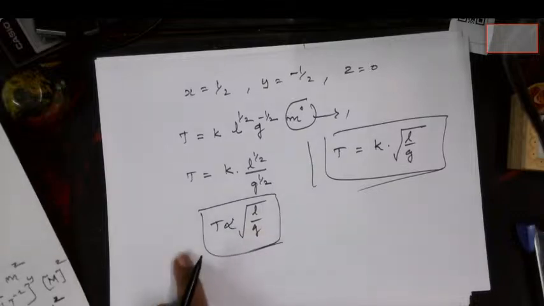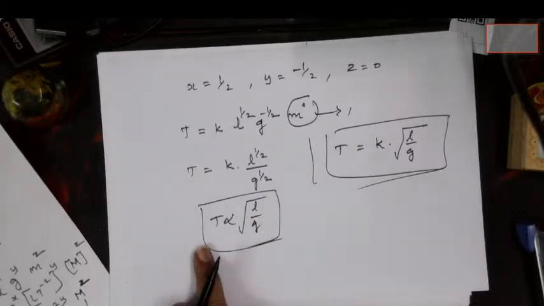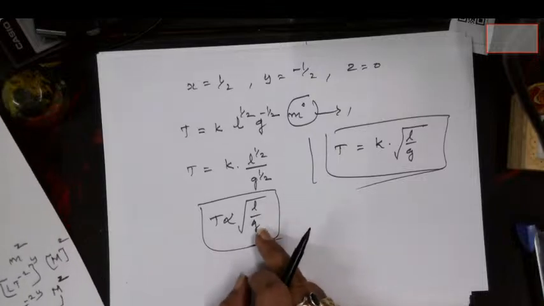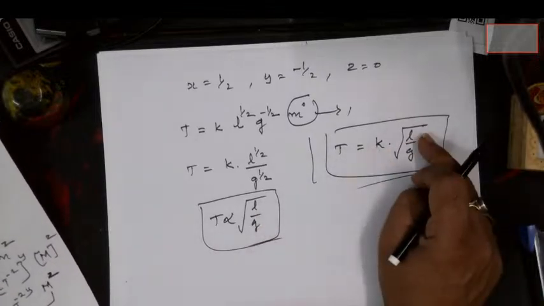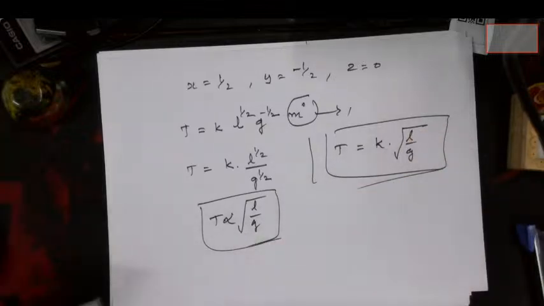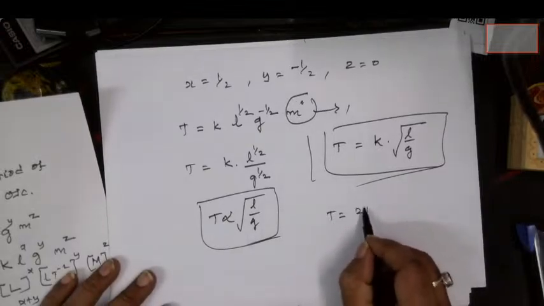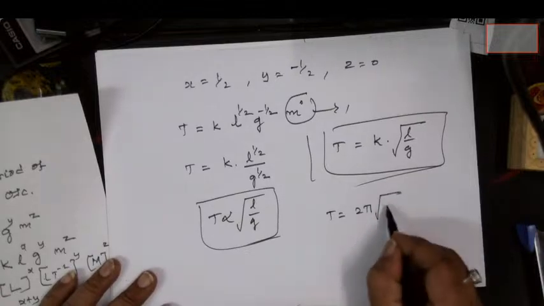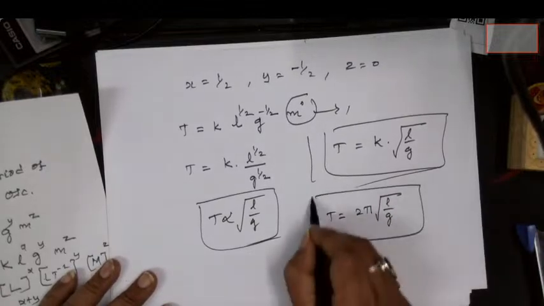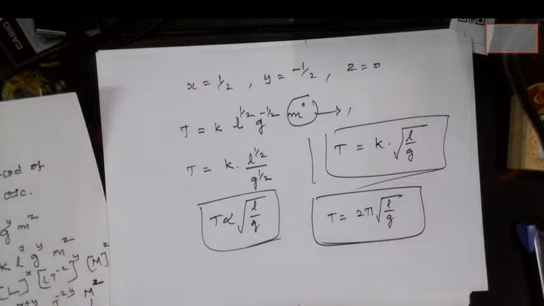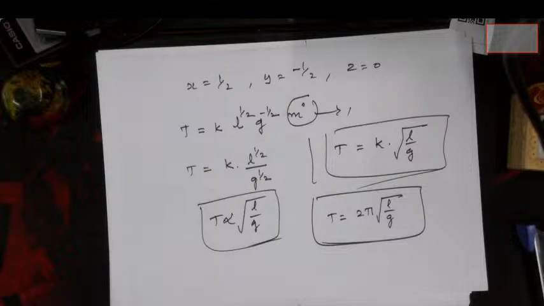So the time period of a simple pendulum for an oscillation depends on what? L and g only. It is directly proportional to the square root of L and inversely proportional to the square root of g. Of course K is a constant. Here it is 2 pi. So we can derive the equation as 2 pi into square root of L by g. So we have derived the time period for oscillation of a simple pendulum. Do you understand this?